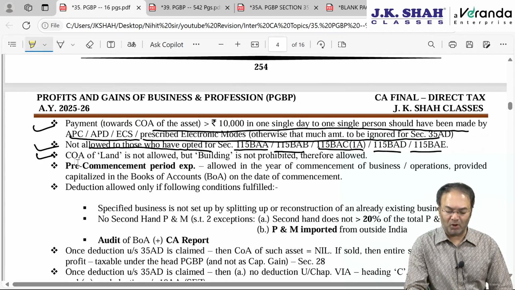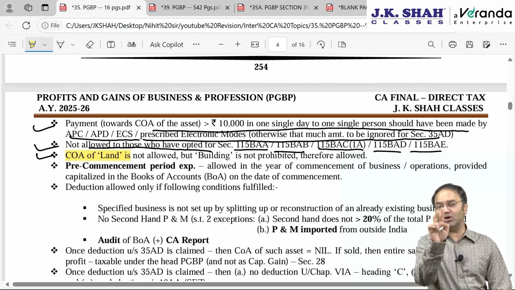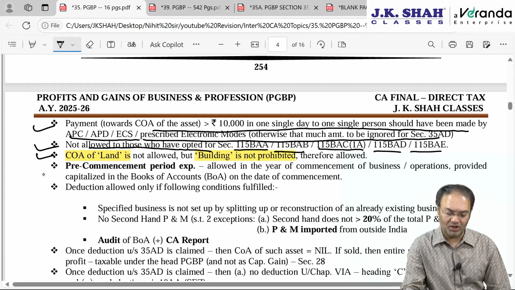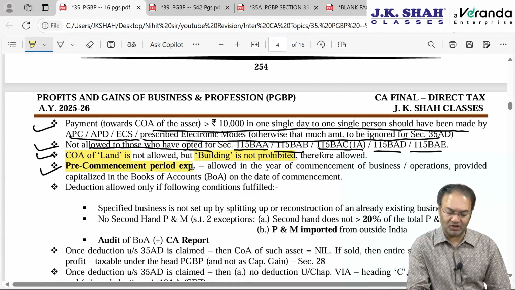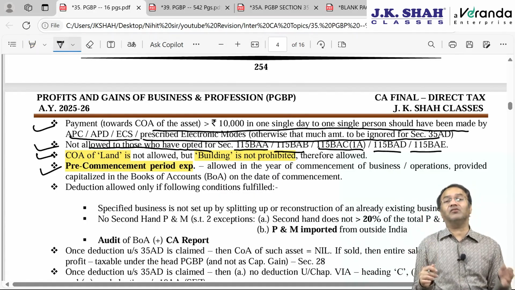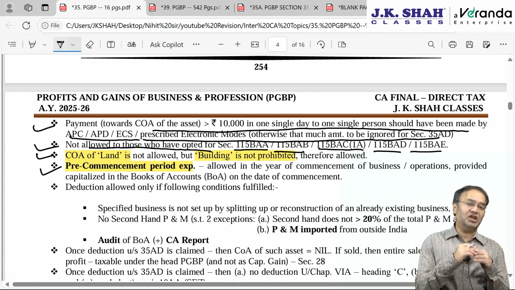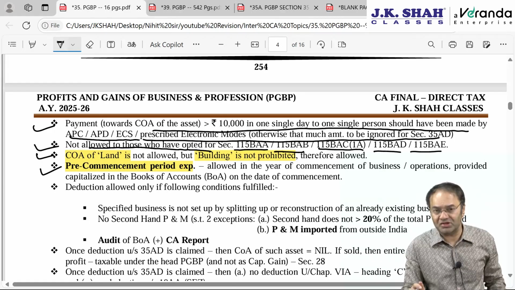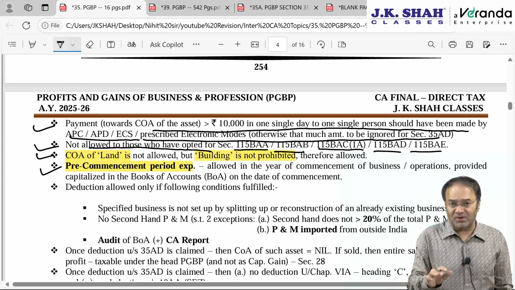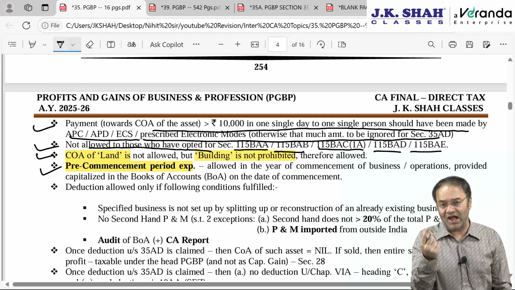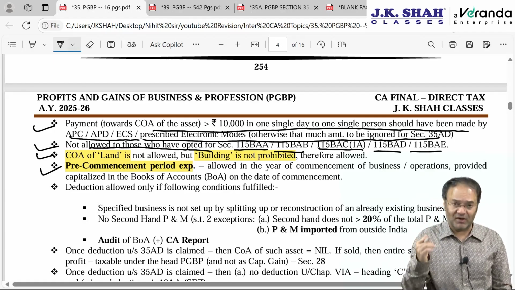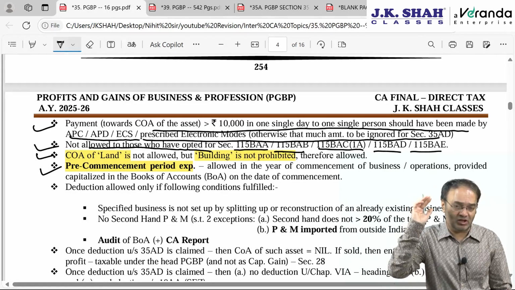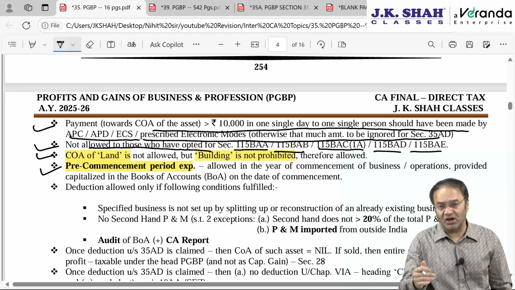Then an interesting and important point: 3 assets are prohibited: land, goodwill, financial instrument. Land is prohibited but building is not prohibited, building is allowed. And a very important point, pre-commencement period expenditure. Here, just like section 35 scientific R&D, where pre-commencement period expenditure is allowed but going backwards is allowed for maximum 3 years, here no such restriction. Here capital expenditure incurred, other than on land, goodwill, financial instrument, for the specified business before the commencement of business, maybe in the last 3 years or maybe beyond 3 years, will be allowed as a deduction.